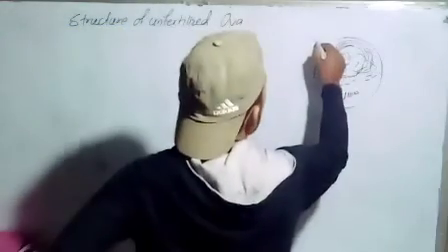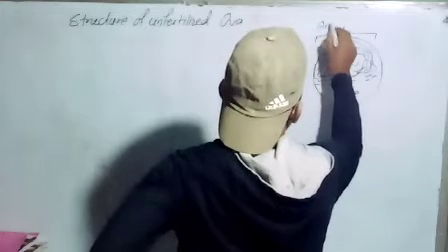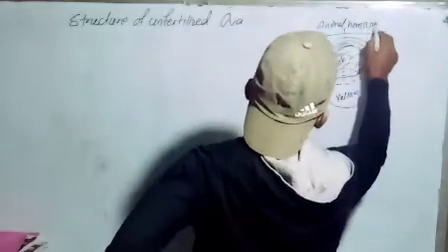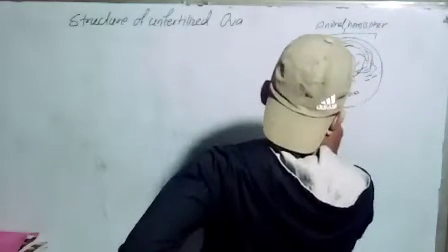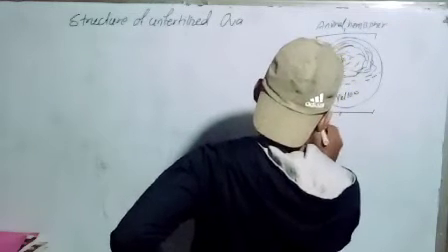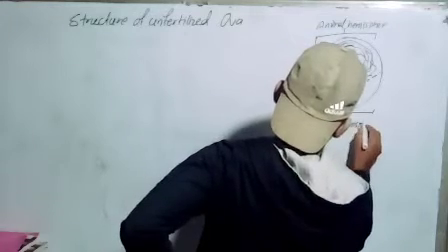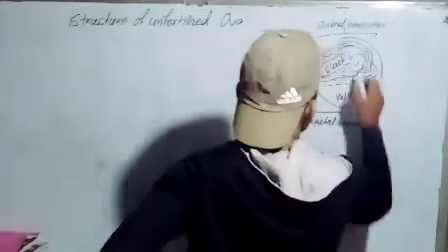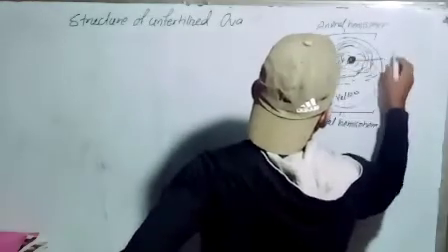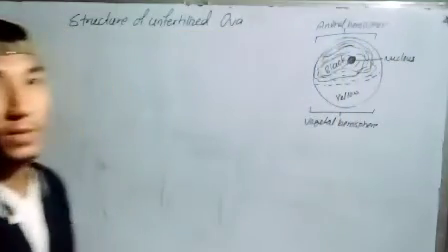This upper phase is called the animal hemisphere, and this is called the vegetal hemisphere. In the black color there is the presence of the nucleus.